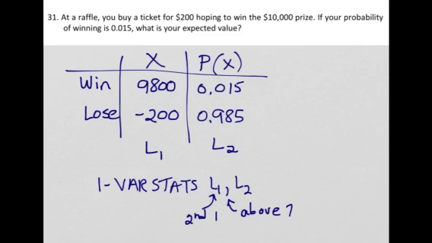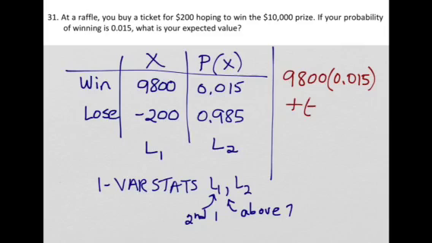To me, I think it's easier to do it by hand. You're still really using the calculator. But what you would type into the calculator is 9,800 times the 0.015 plus negative 200 times 0.985. So this is going to be a little quicker than typing the numbers in and then going through the 1 var stats. And this gives you, I believe it's a negative $50. You can check that in the answer key.